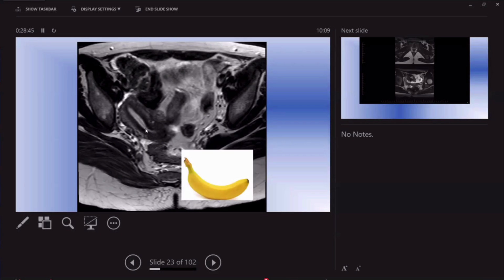What are the questions that you should ask yourself? You should ask: do I see the rudimentary horn? Does the rudimentary horn have an endometrial cavity? If the rudimentary horn has an endometrial cavity, does it communicate with the endometrial cavity of the other side? So in this case, no rudimentary horn can be visualized.